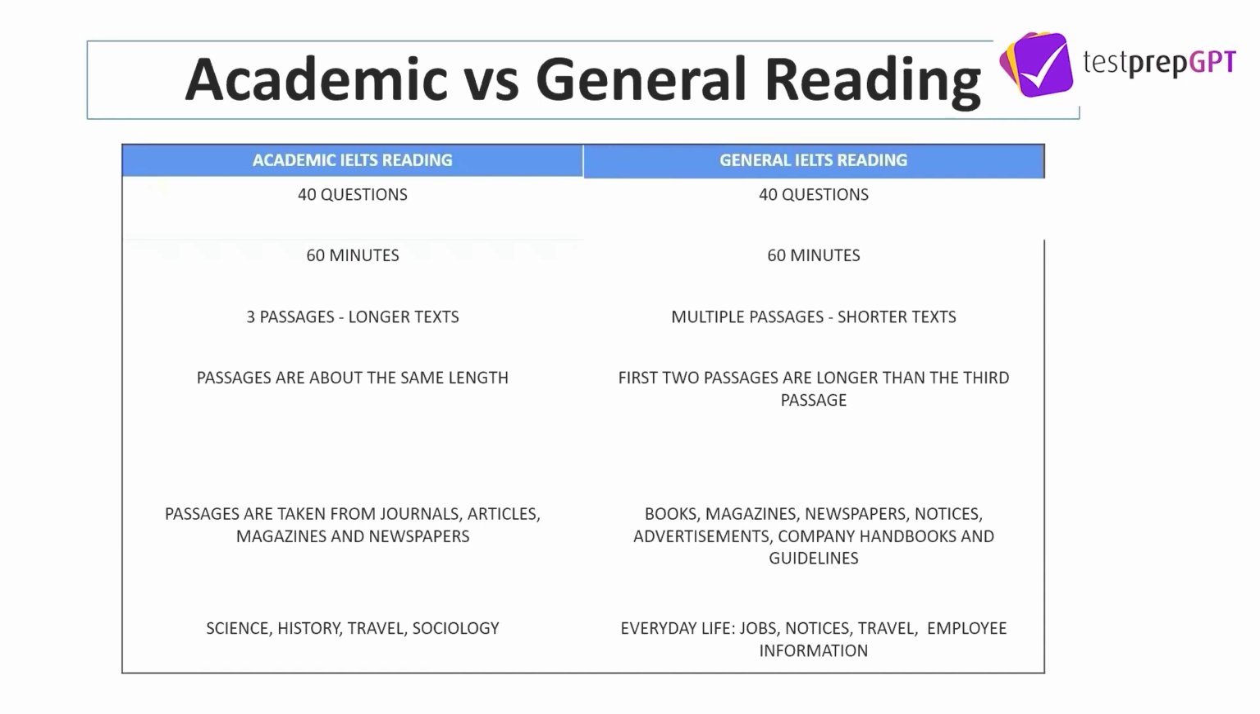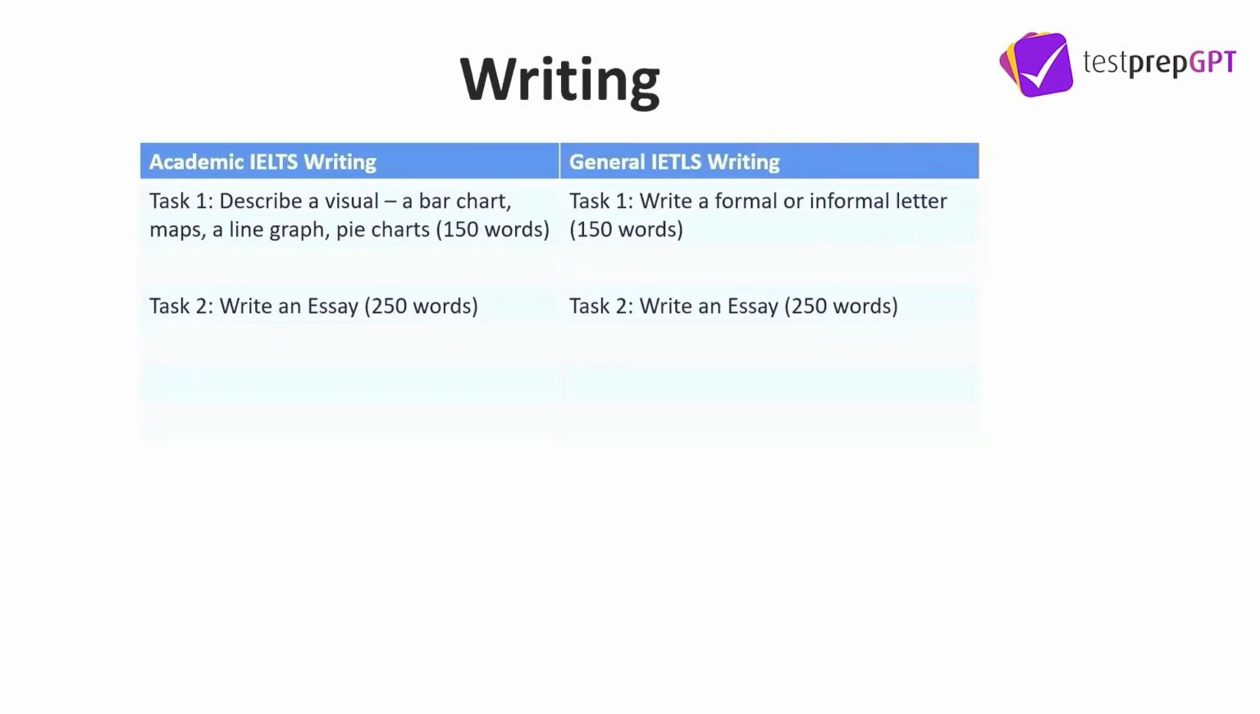In academic IELTS, the reading passages are about the same length. In reading, the first 2 passages are longer than the 3rd passage. In IELTS academic, the readings are taken from journals, newspapers, articles, whereas in general, the texts are taken from magazines, books, everyday texts and passages. Let's take a look at writing.